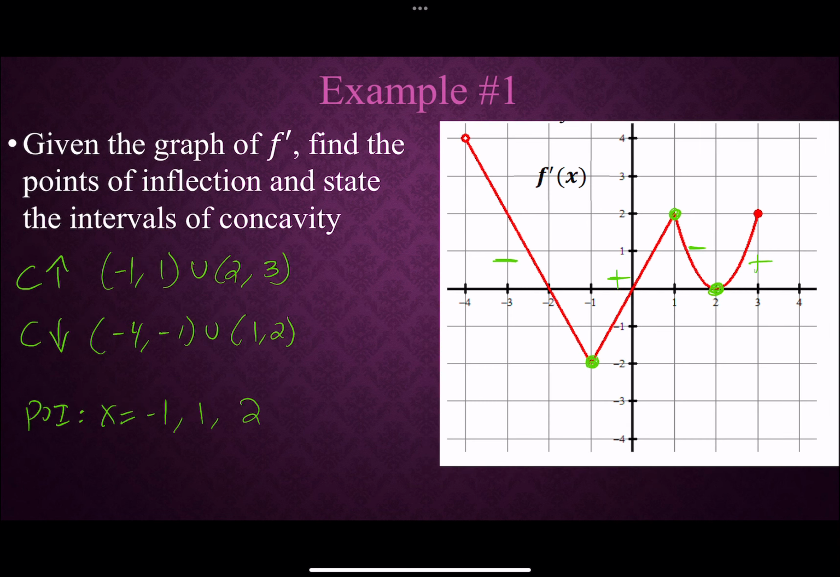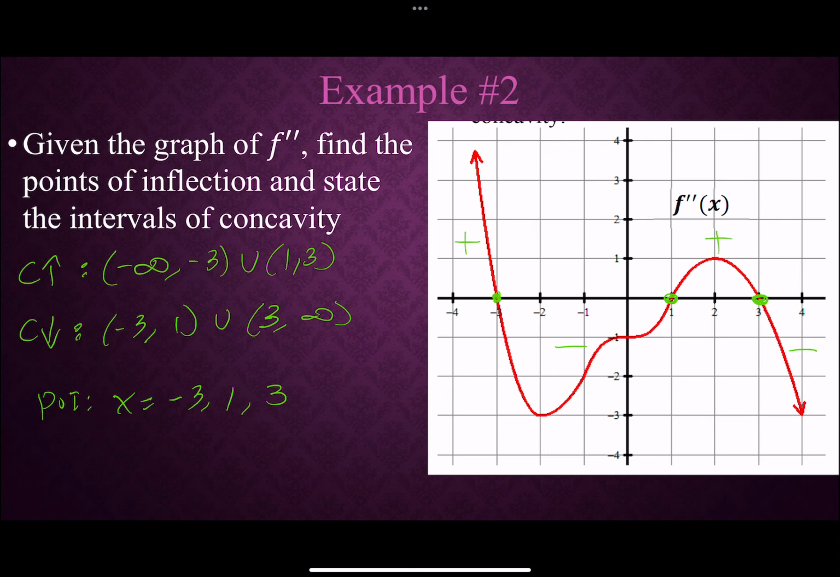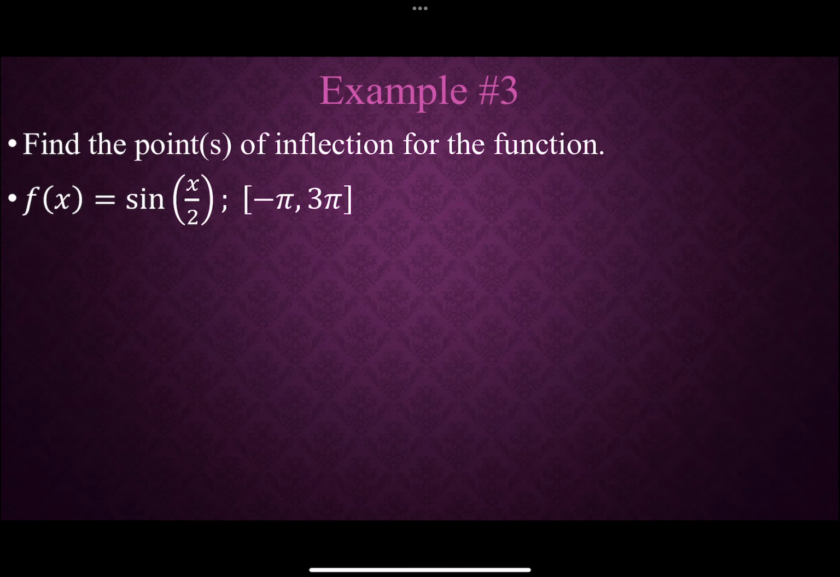That's perfectly okay. It's still showing a change in sign, so even though technically the derivative would not exist at those spots at -1 and 1 here because of the sharp turn, it would still technically be a point of inflection. And then with the graph of the second derivative, you're looking for where we are crossing the x-axis. All right, so that's what it's based off graphically.